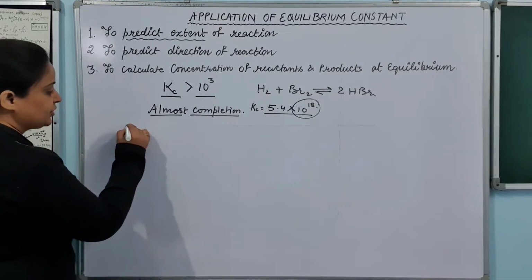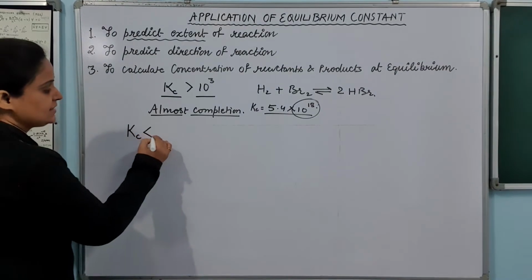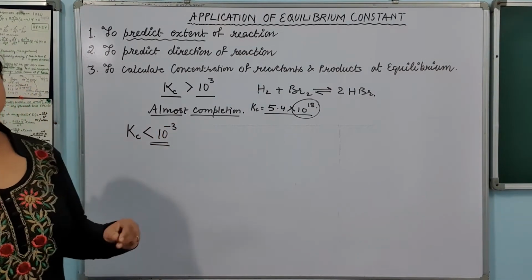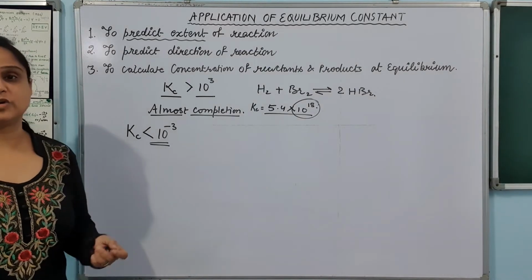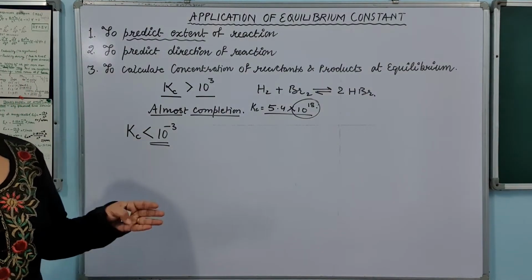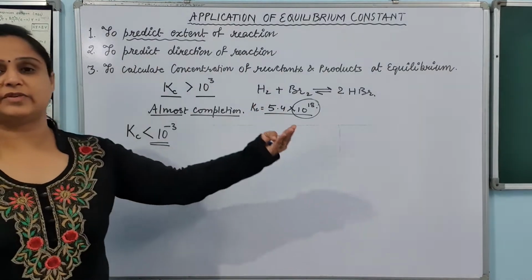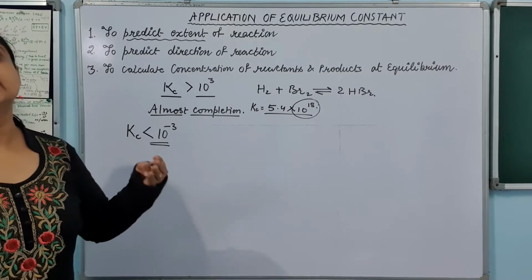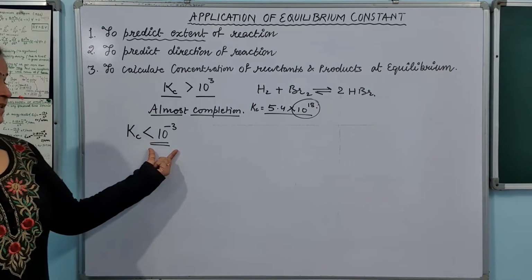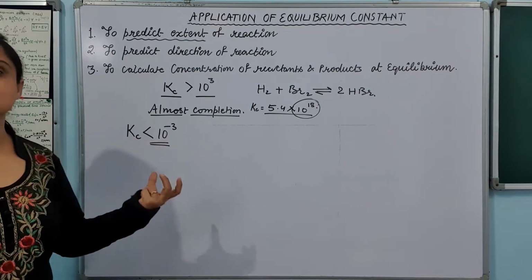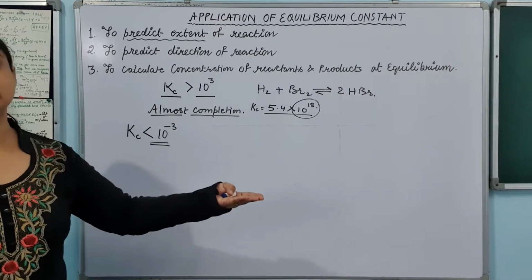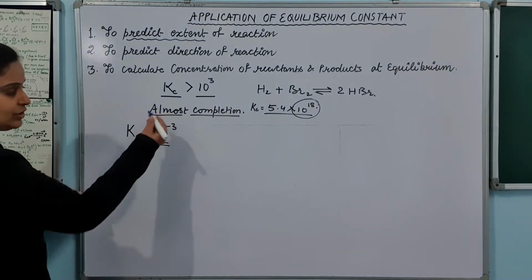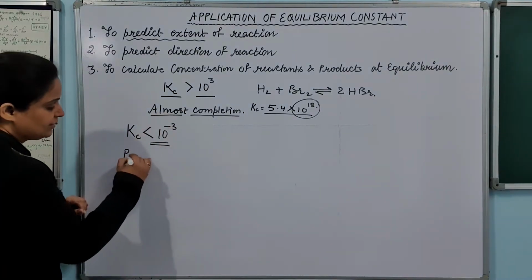Next is if your Kc is less than 10 raised to power minus 3. This time it is very small. So if your Kc is very small, you can predict that your reaction is not being favored in the forward direction. वो कैसे भी करके product की बजाय it is making reactant. So this shows that the reaction is not moving in the forward direction and the products formed are very less in amount. So you can say the products are very less.